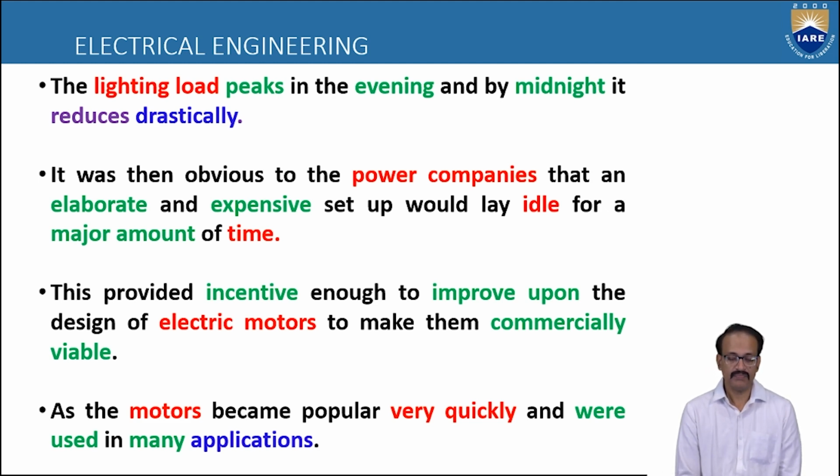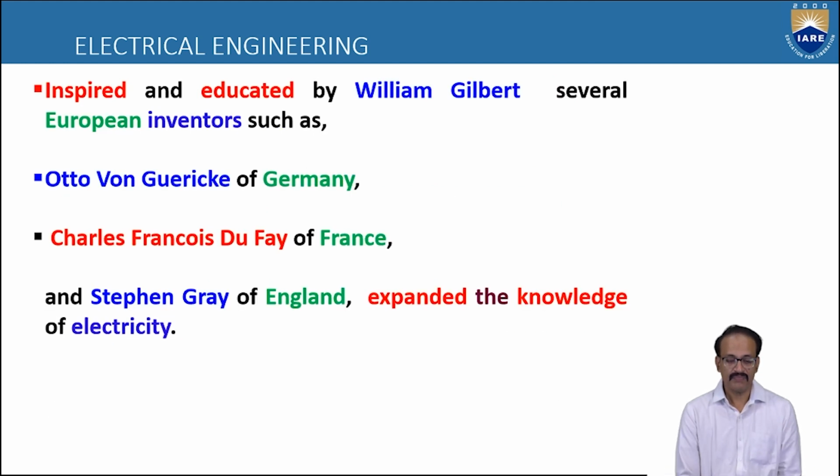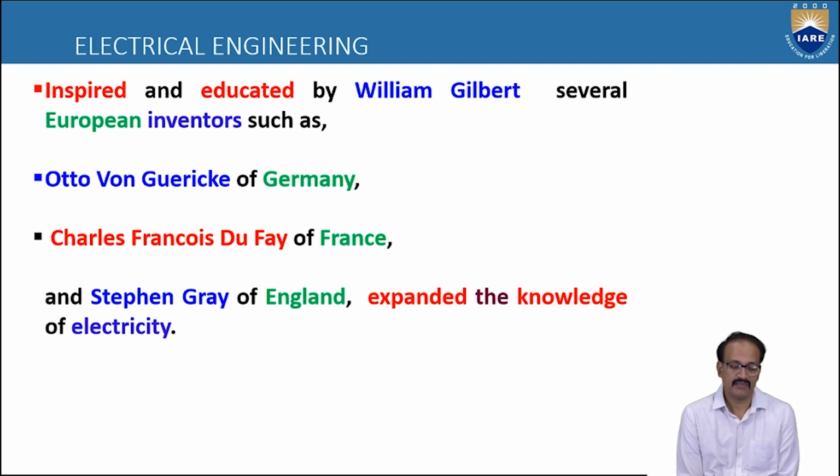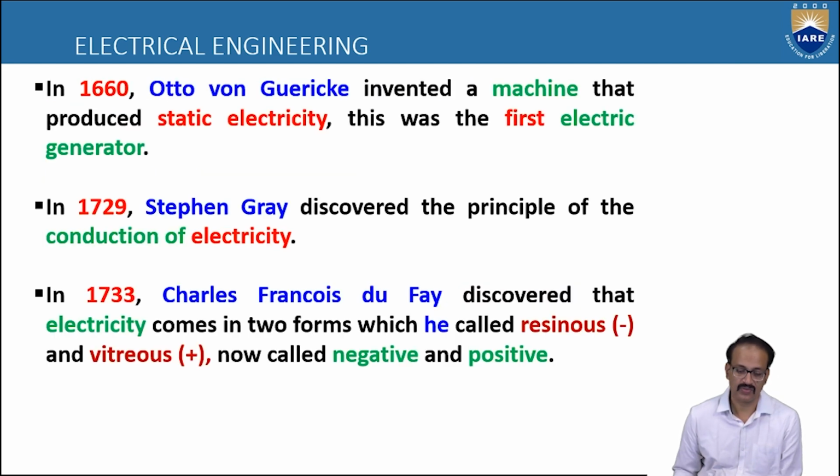So how did the motor come? Actually, first they were able to develop the generator. Then accidentally they did something in reverse, and they found that it is working. It is able to generate mechanical energy. Inspired by William Gilbert, European inventors such as Otto von Guericke from Germany, Charles du Fay of France, and Stephen Gray of England expanded the knowledge of electricity, and they worked on that also.